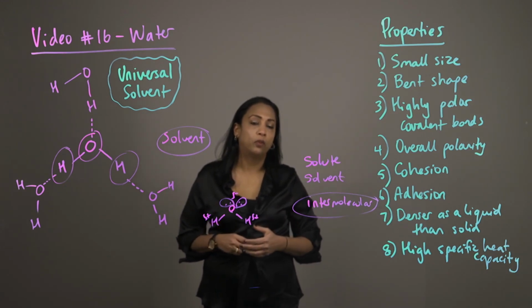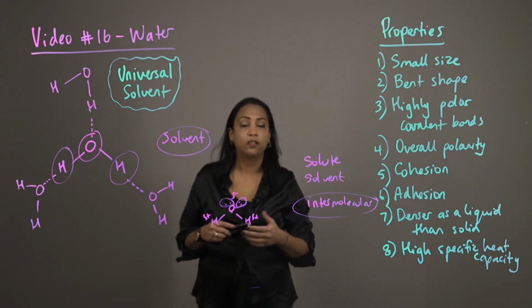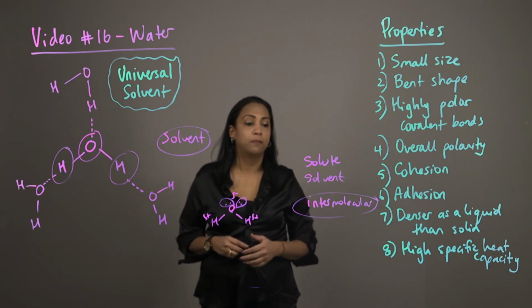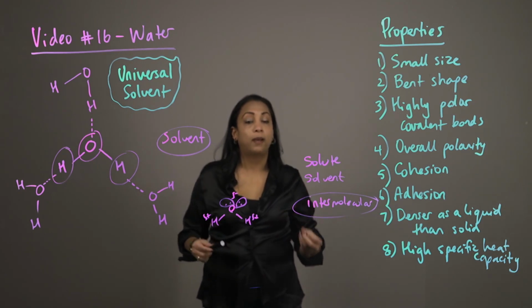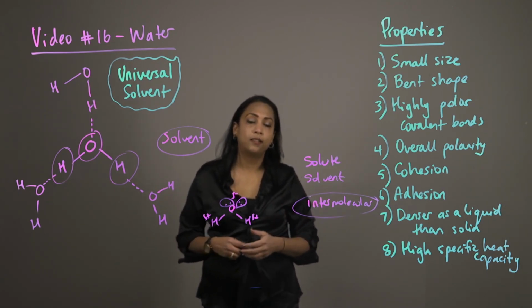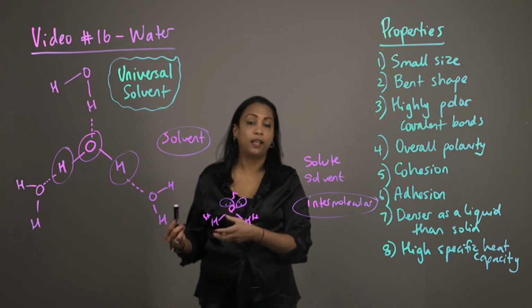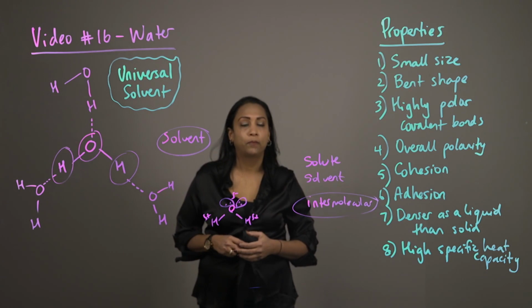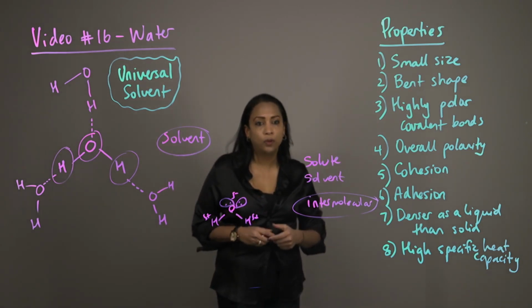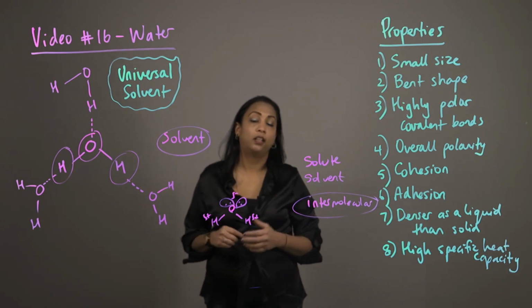We mentioned before that water is denser in its liquid form than in its solid form, and this is anomalous. Lastly, water has a very high specific heat capacity, which means that it takes a relatively large amount of heat energy to increase the temperature of water by 1 degree. So all of these properties of water make it extremely important in sustaining life on Earth.